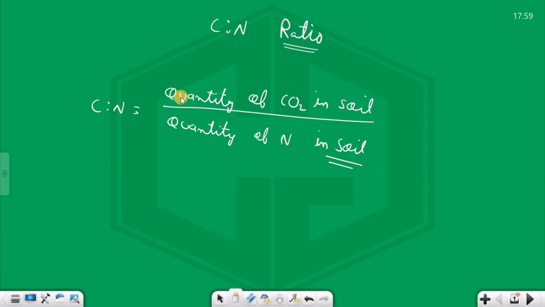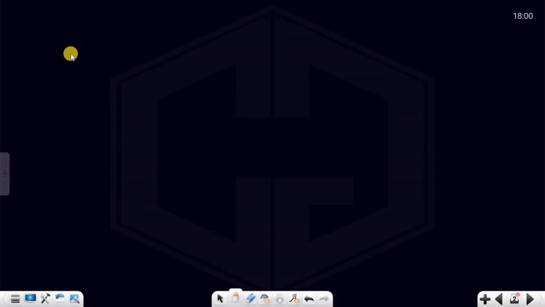As you know, carbon will be in the form of carbon dioxide, so the formula will be quantity of carbon dioxide in soil divided by quantity of nitrogen in soil. That is known as the carbon nitrogen ratio, or you can simply say the ratio of carbon and nitrogen in a particular soil is known as carbon nitrogen ratio. That's the definition. So now let's move to some of its properties and importance.